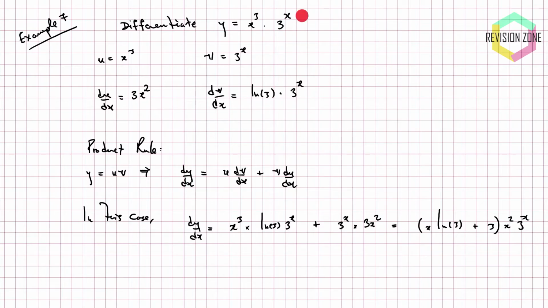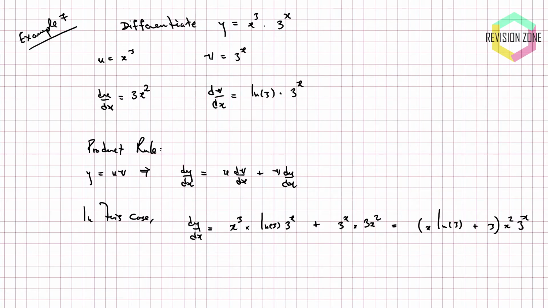So it's this funny snake thing happening here where you start with an x, then you go to a 3, then you have another 3, then you end with an x, right? It just looks very pretty. So we want to differentiate this, product rule as always. So we say u equals x cubed, which is the first part here. And then we say v equals 3 to the power x, which is the second part here.